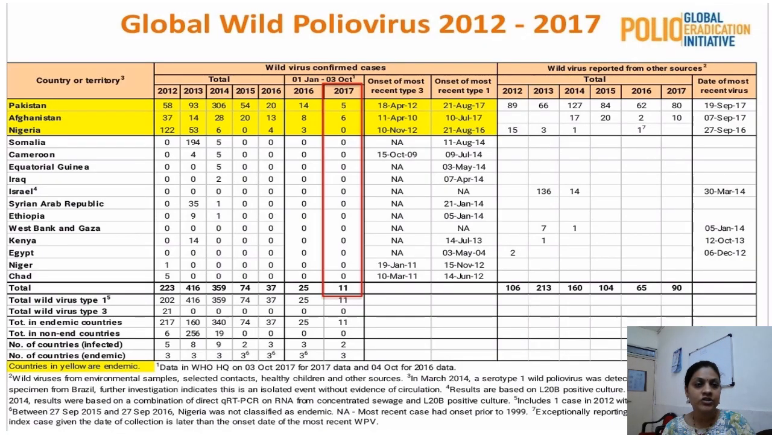As you see in this fact sheet, which has been downloaded from the WHO website, you will find that in the year 2017, Pakistan had 5 cases, Afghanistan 6 cases, the total was 11. So there are no reported cases from Nigeria or any other country. So the total cases remained only 11.